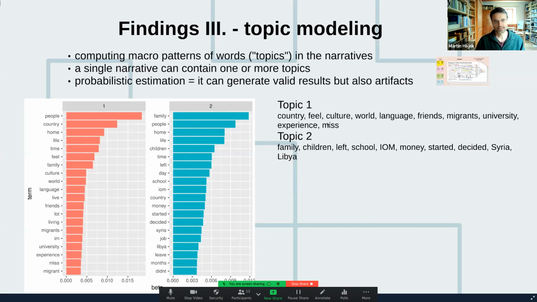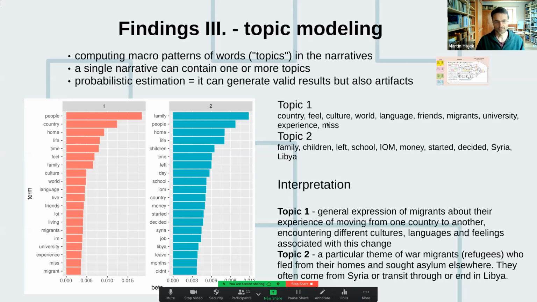We are not interested in determining which particular narratives contain which topic. It will be in the next step when we analyze two categories, male and female. But at this level, we are just trying to figure out what these two topics are about, and my interpretation is that topic one reflects the general expression or experience of migrants moving from one country to another.